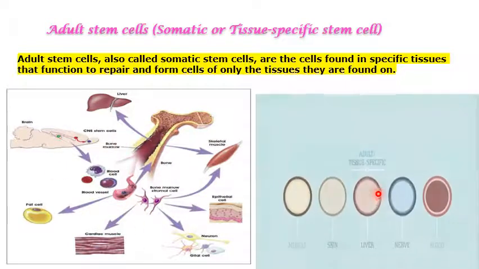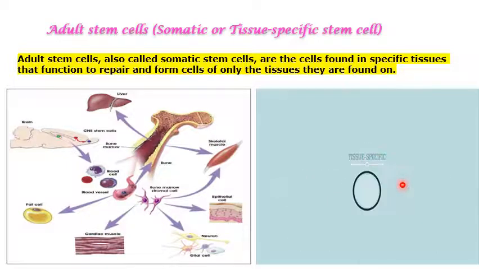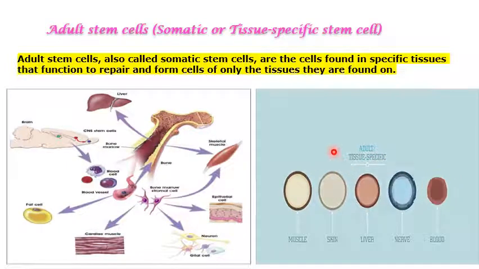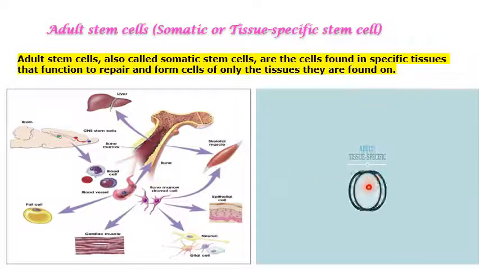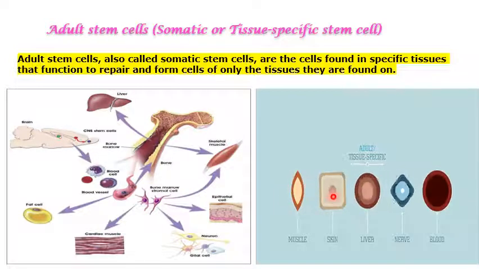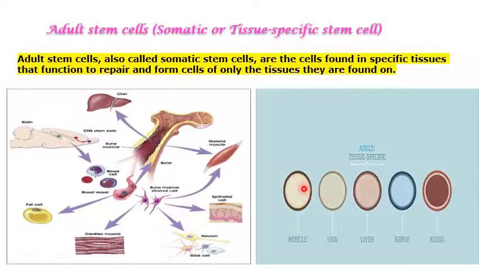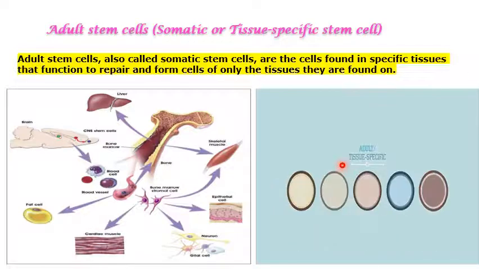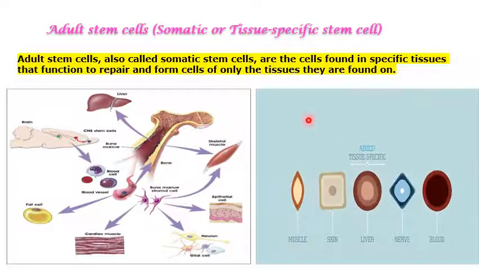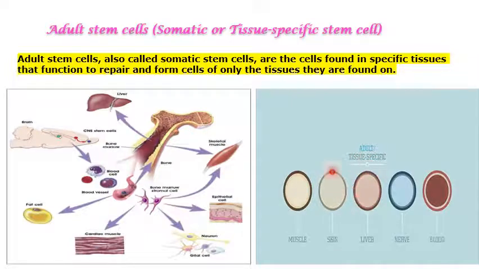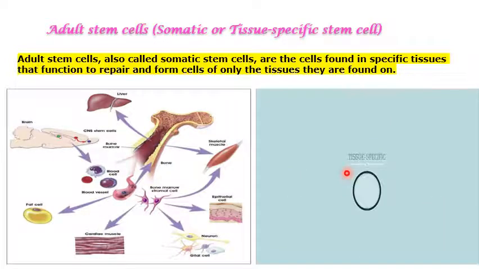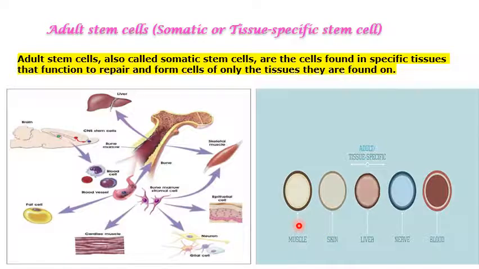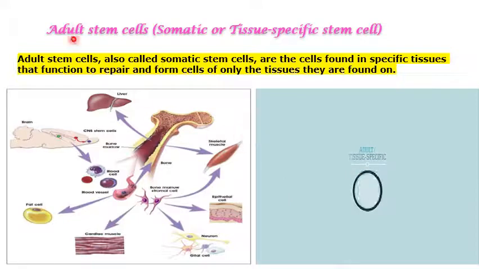And one more animation, here you can see the adult tissue specific stem cells. Here you can see the tissue specificity where they can form only a few types of cell, that is either muscle, skin, liver, nerve, or blood cells, but not like embryonic stem cells, which form 200 different types of cells. Okay, these form only a few types, whereas embryonic stem cells form many types of cells in the body.